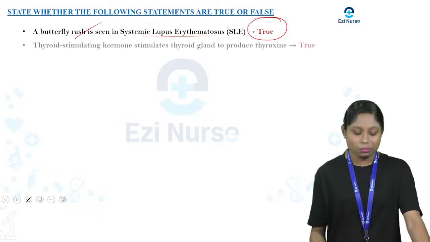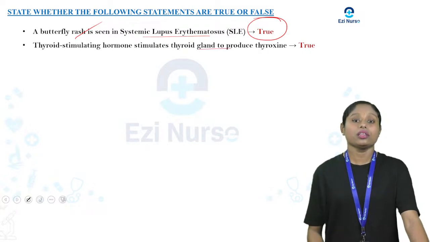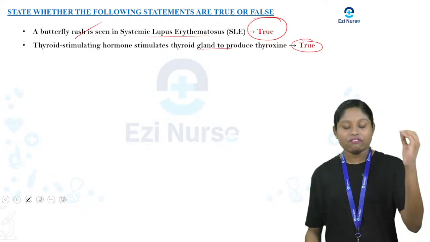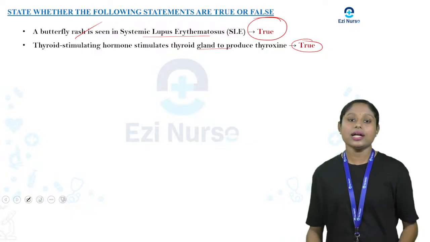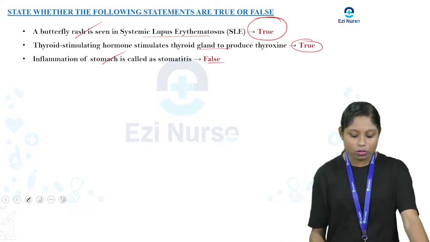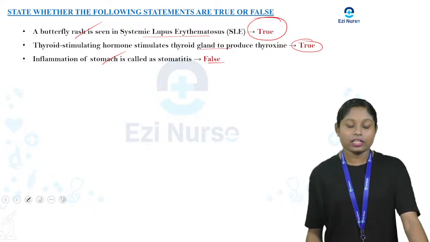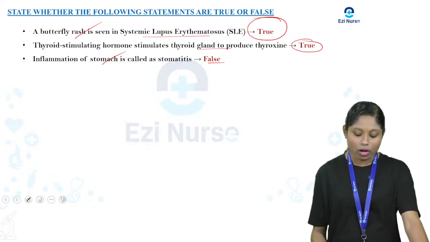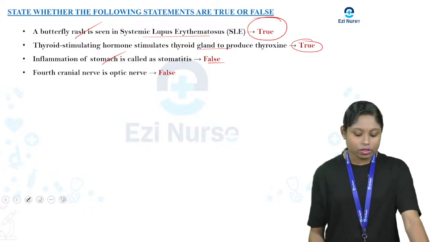So that is the symptom. Thyroid stimulating hormone stimulates thyroid gland to produce thyroxine. Yes, it is true. So thyroid stimulating hormone will stimulate the thyroid gland to produce thyroxine. That is the true statement. Next question. Inflammation of stomach is called stomatitis. It is not. Inflammation of stomach is known as gastritis. So it's a false statement. Fourth cranial nerve is optic nerve.